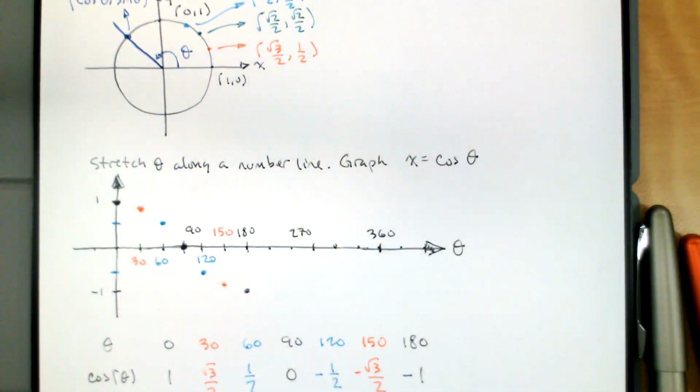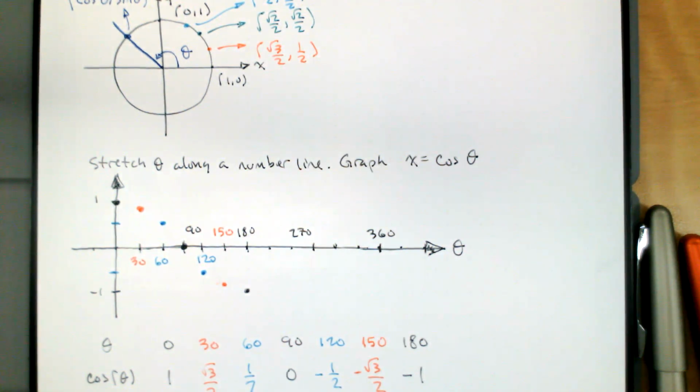So from 90 to 120, we're dropping 1/2. In 30 degrees horizontally, we drop 1/2 vertically. But then it takes 60 degrees to drop the other half down to negative 1. So it's starting to flatten out. So the red spots correspond to the 30-degree reference angles. The blue spots correspond to the 60-degree reference angles.